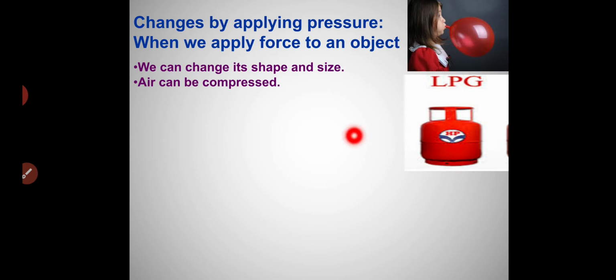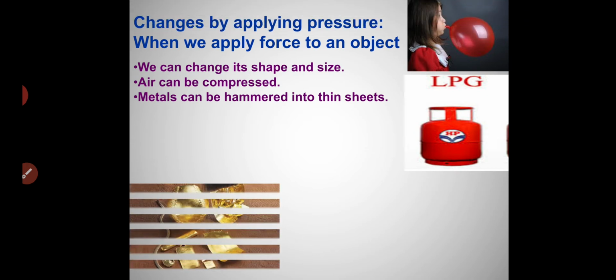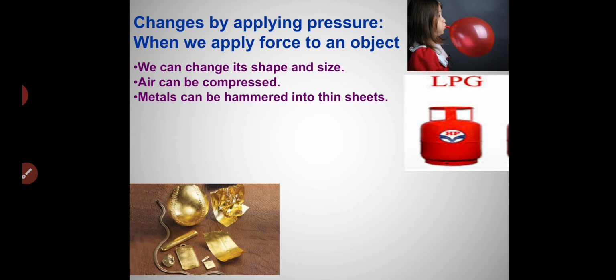For example, LPG which you are using in your home. Here, the gas is converted into liquid by compressing it. The liquid form of the gas is there, which is compressed. We call it liquid petroleum gas. Now, metals can be hammered into thin sheets. For example, the gold earrings, whatever gold you are using, that is a soft metal. It is converted into sheets and they prepare ornaments.